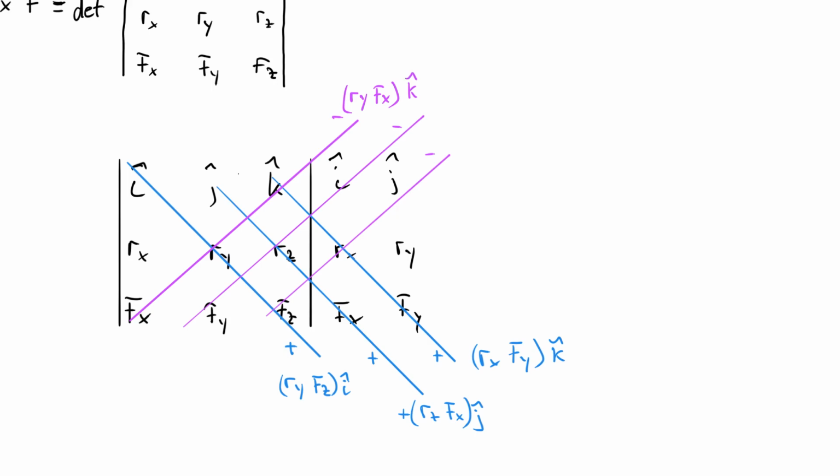The next one would be Rz, Fy, and that is the I diagonal. I'm going to put the negative up here because it's far away from the diagonal. Last but not least, I have Rx, Fz, and that is my J component, and this is also negative. So let's keep in mind that these are all negative, whereas the ones on the bottom are all positive.